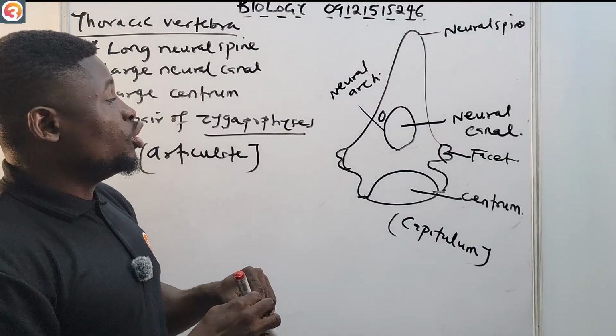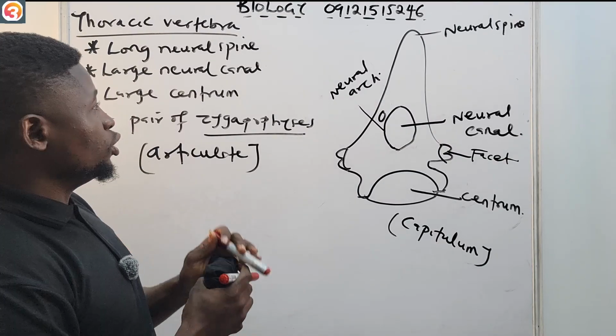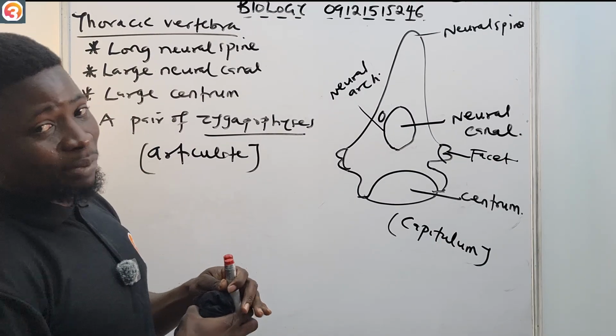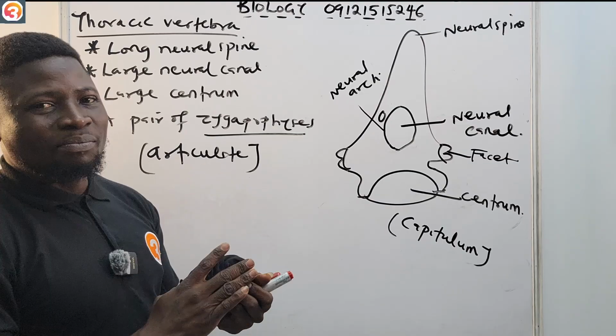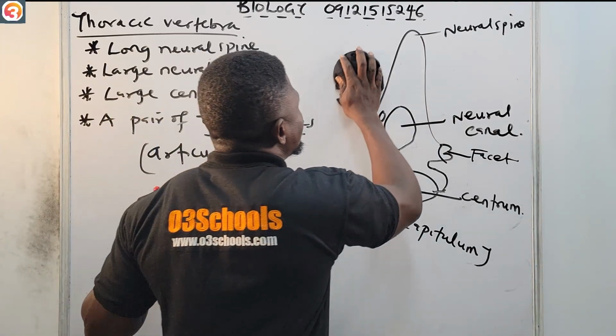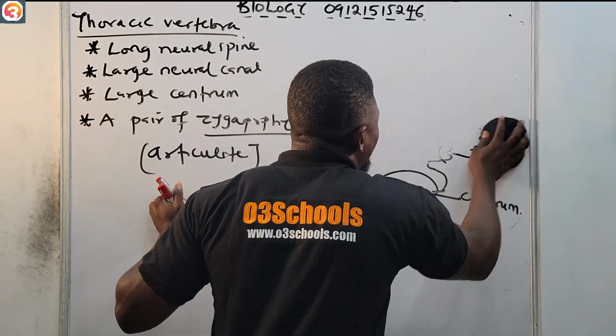This is an example, a sketch of your own thoracic vertebra. All right, so now let us go to the next vertebra, which is the lumbar vertebra.